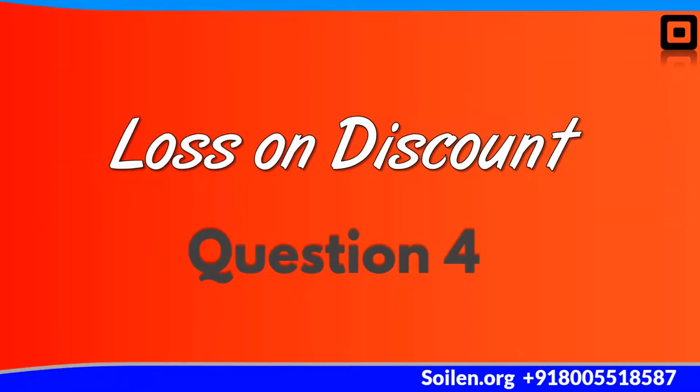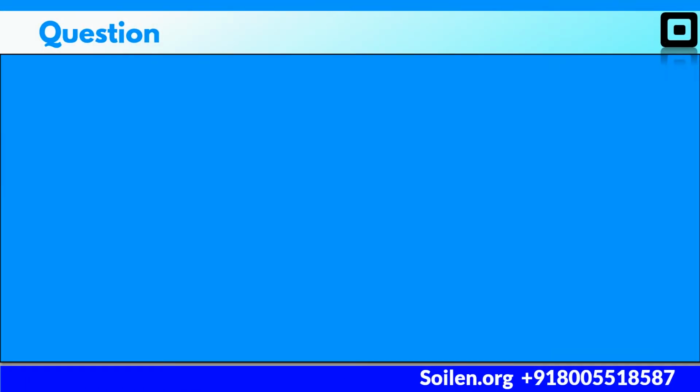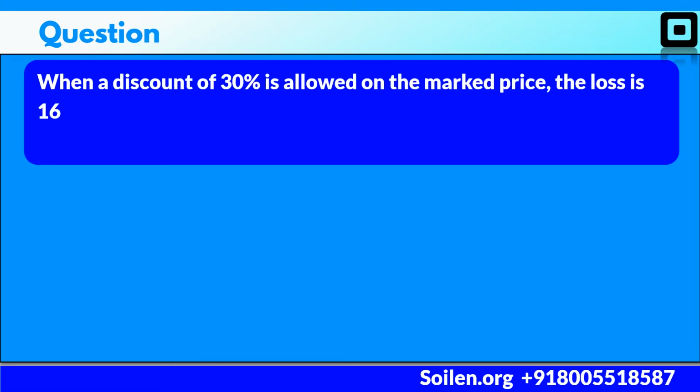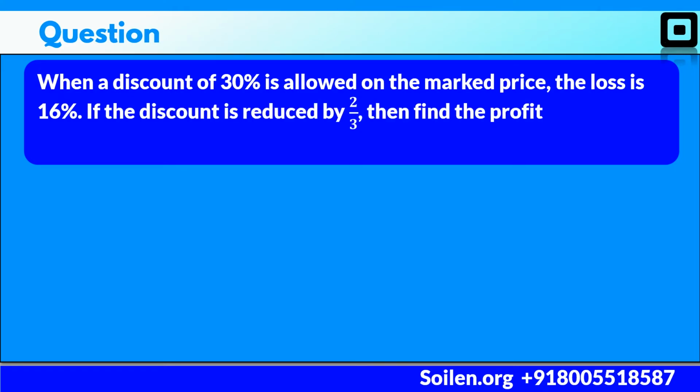Our fourth and the last question is based on loss on discount. So the question is given here. When a discount of 30% is allowed on the marked price, the loss is 16%. If the discount is reduced by 2/3, then find the profit or loss percentage.